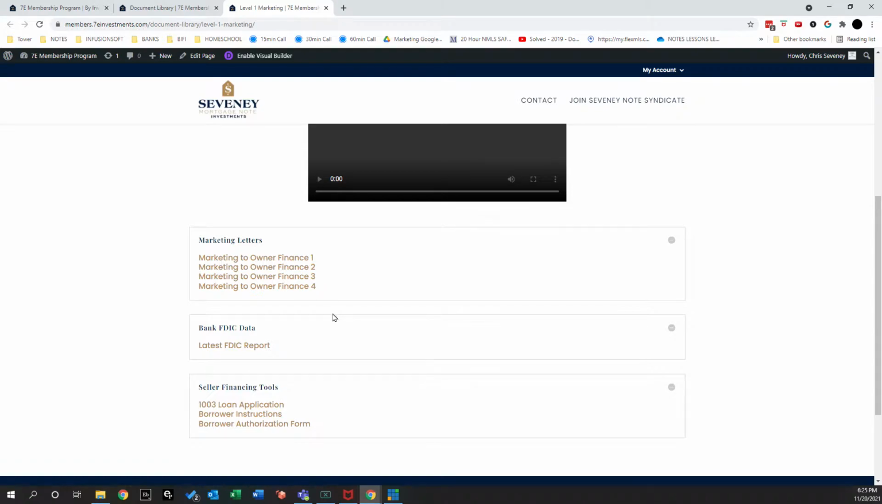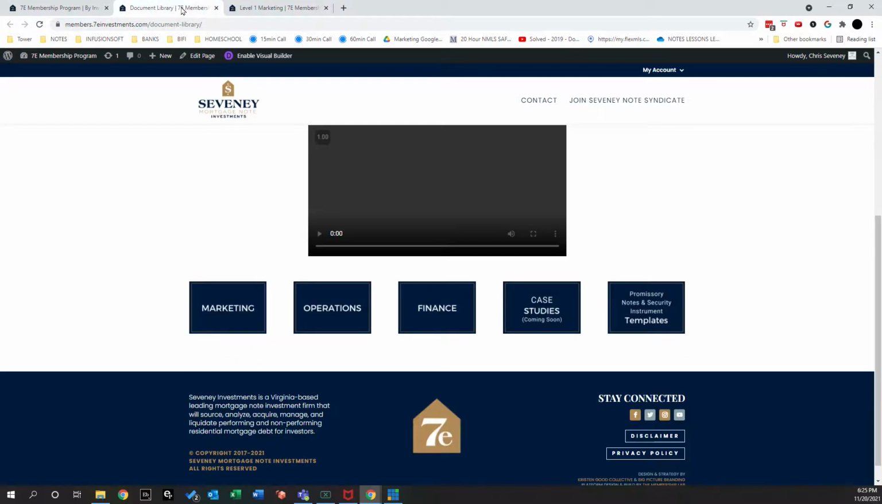We also have some seller financing tools like the 1003 application, some instructions if you're doing seller financing on how borrowers can fill out that form, as well as an authorization form to pull credit from borrowers.